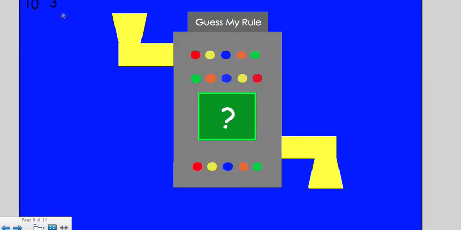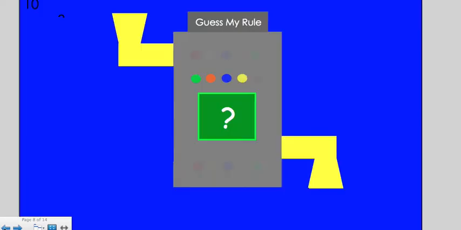If I take 3, my output is 6. So I'm going to record it on my table. My input is 3, my output is 6. So think about what the rule might be for this function machine. I could have 3 and I could be adding 3, or I could have 3 and multiply by 2 to equal 6. So let's try another number.